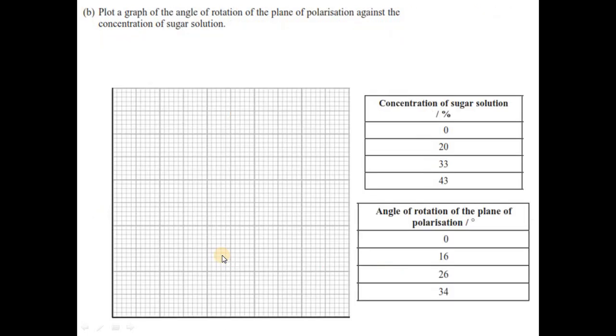Plot the graph of the angle of rotation of the plane of polarization against concentration. Concentration is the independent variable, so it should be taken on the x-axis, and the angle of rotation on the y-axis. We choose the scale so that we cover more than 50% of the graph area, and then we plot the corresponding points. This is your first point 0, 0, and the second, third, and fourth points, and this is the best fit line.